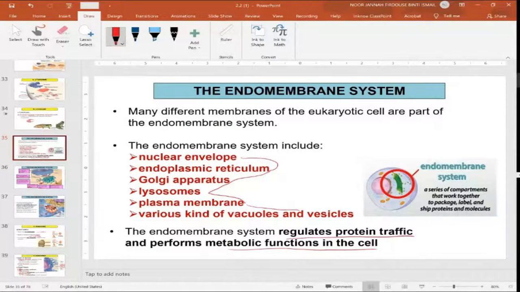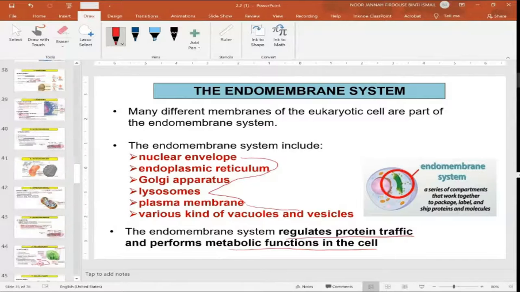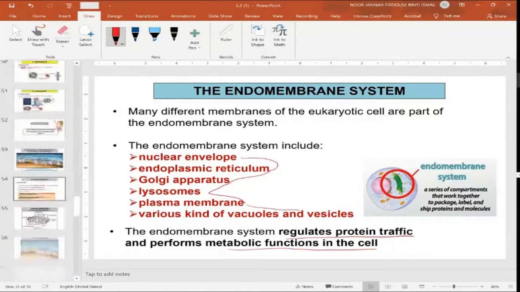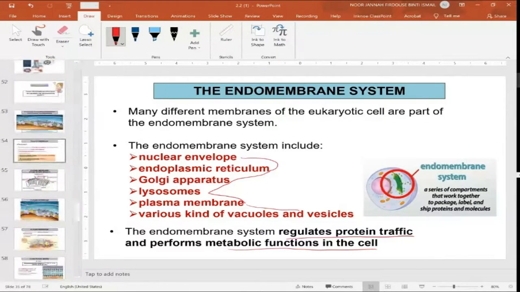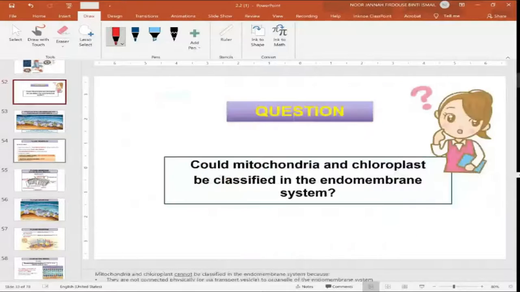Endomembrane system is to regulate protein traffic and perform metabolic functions in the cell. So, in which part are the mitochondria and the chloroplast involved in the protein traffic regulation? Tak ada kan? Dia tak terlibat dengan penghasilan protein ataupun penghantaran atau packaging, tak ada. So, they are not classified in the endomembrane system.